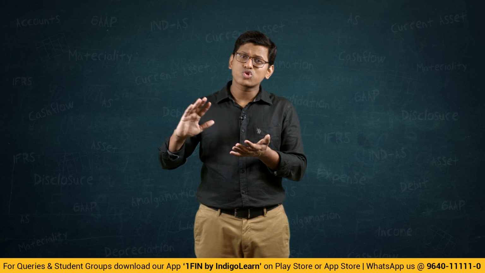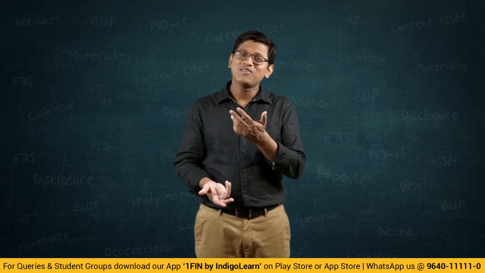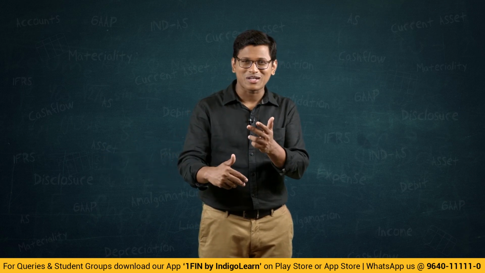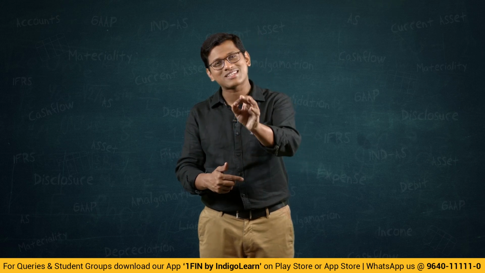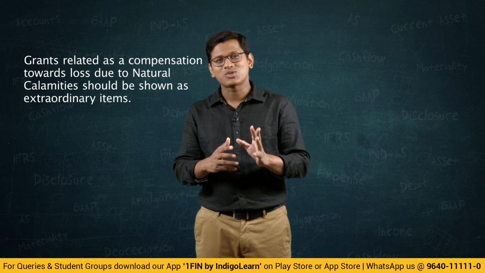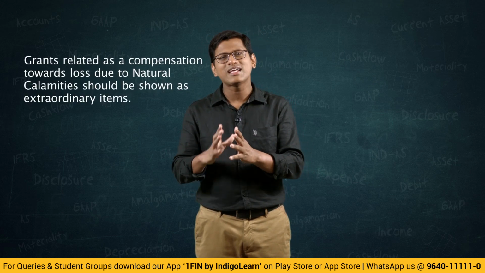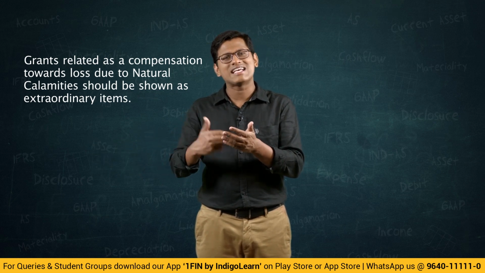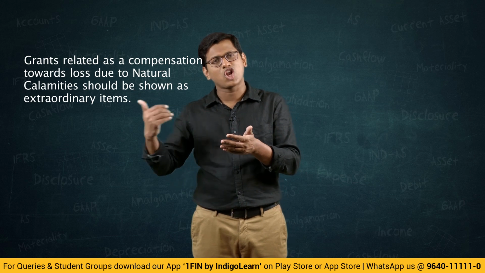So if these are shown as extraordinary items, even the compensation which is received in relation to those extraordinary items should be disclosed under extraordinary items only. So it's just a P&L disclosure point, and a note can be given in the notes to accounts indicating that so and so is received as a compensation for the loss suffered due to earthquake, etc.